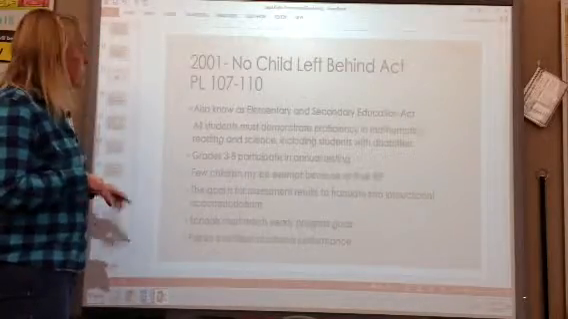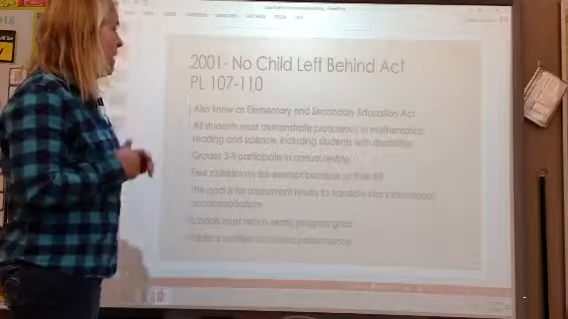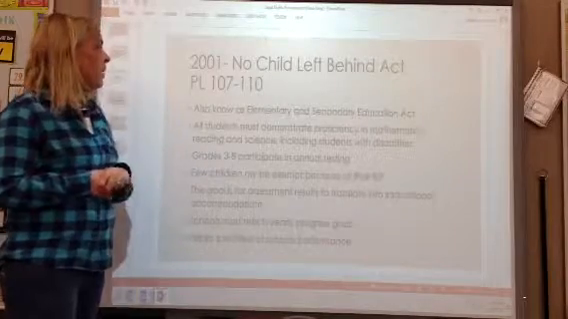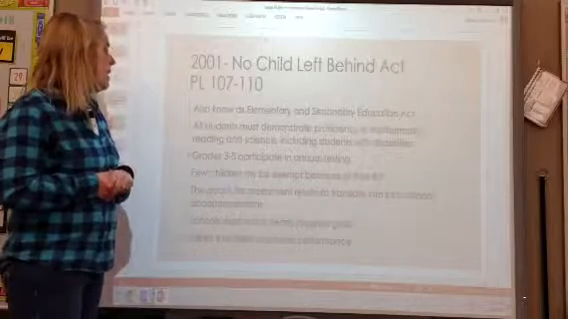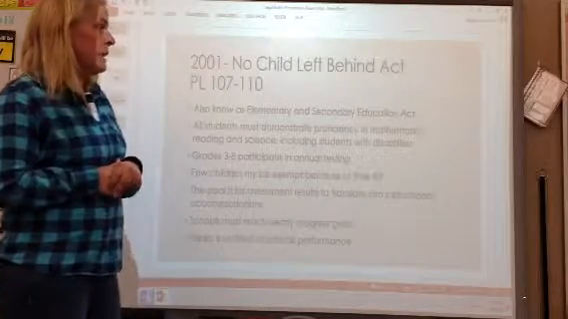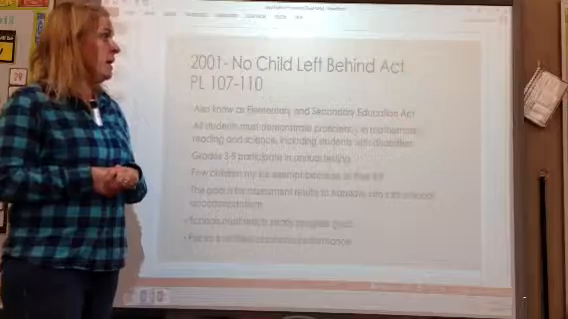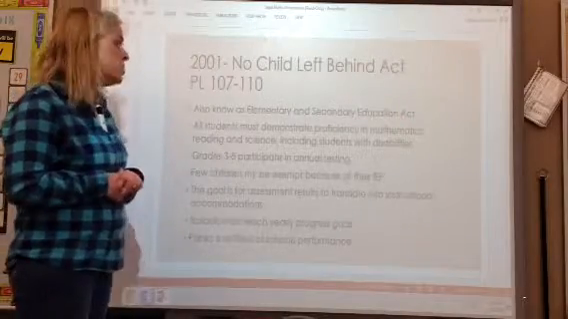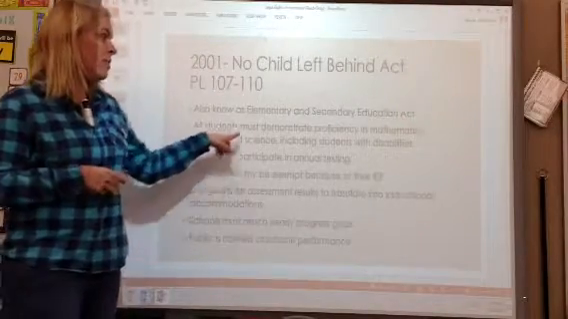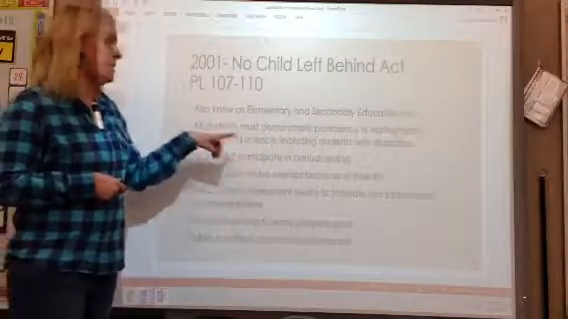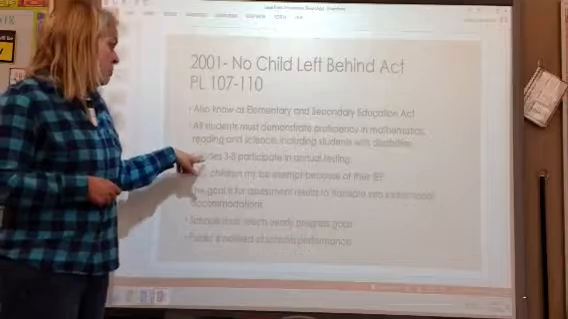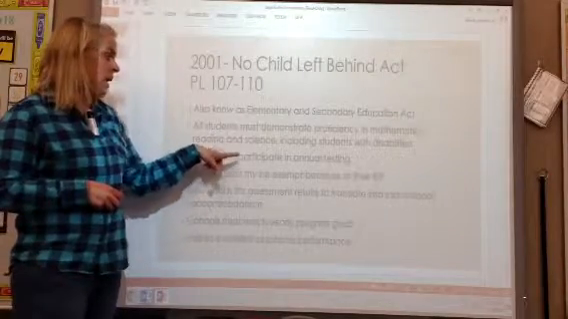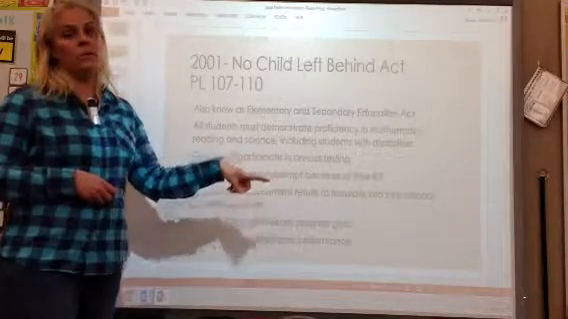So in 2001, No Child Left Behind Act, PL 107-110. This is also known as Elementary and Secondary Education Act. All students must demonstrate proficiency in mathematics, reading, and science, including students with disabilities. Children in grades 3 to 8 must participate in annual testing.